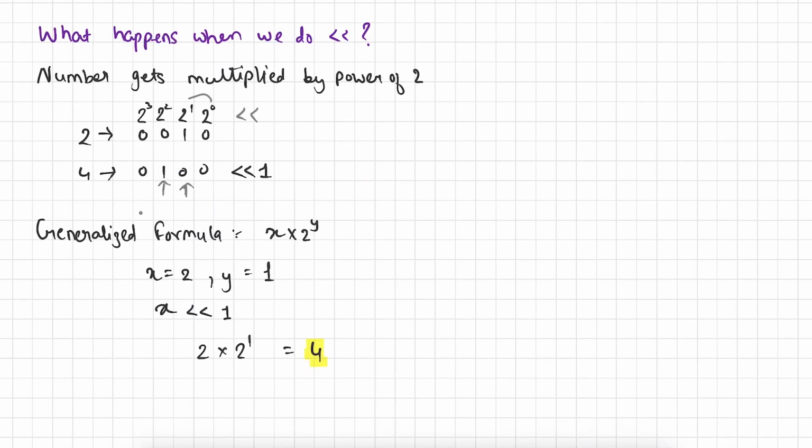So if you want to write the generalized formula for this, it becomes x into 2 to the power y. If x equals 2 and y equals 1, it means we are left shifting 2 by 1, then our value of 2 becomes 2 into 2 to the power 1, that is equal to 4. So this is all about the left shift operator.